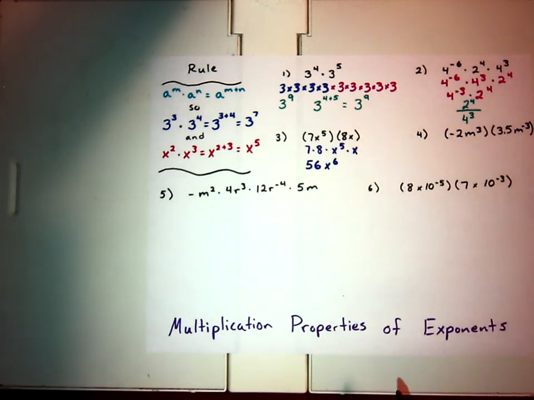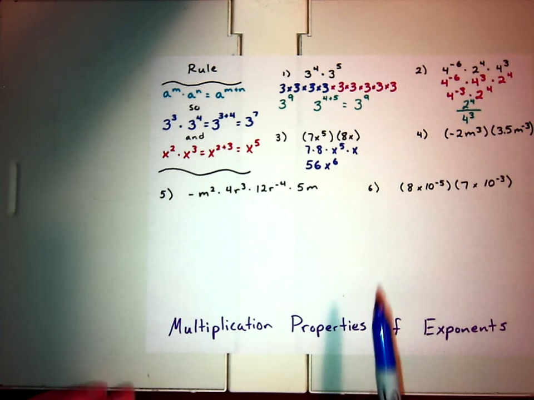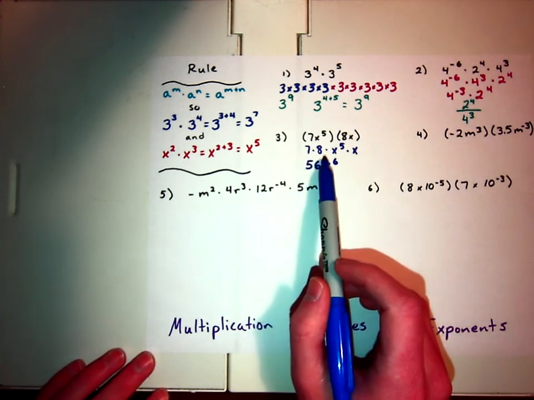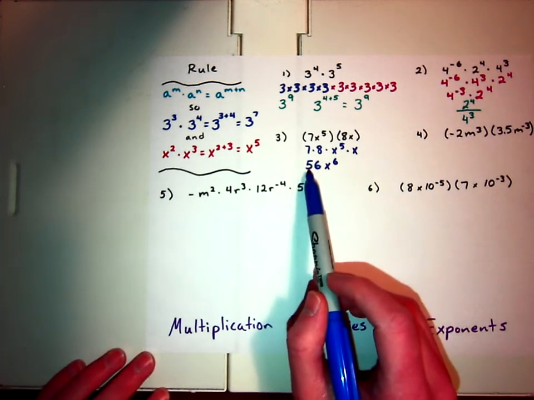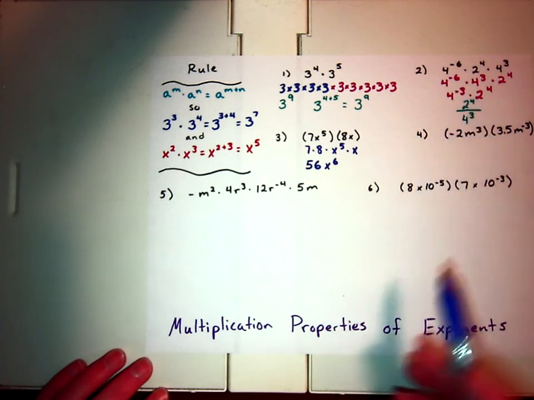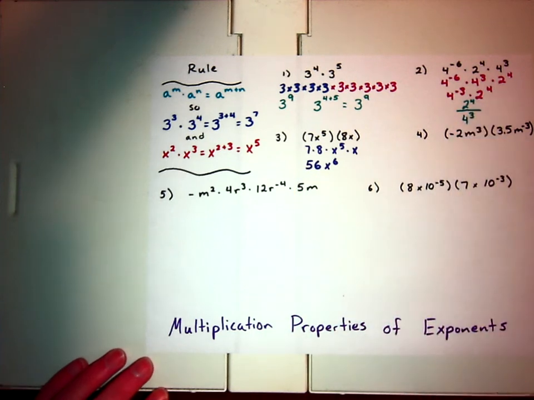A lot of times what textbooks will expect is that if we have numbers like 7 times 8, we usually multiply those. Whereas when we have 2 to the 4th power, it's usually leaving those with the exponents. But again, check the instructions or ask your teacher what they expect you to do.